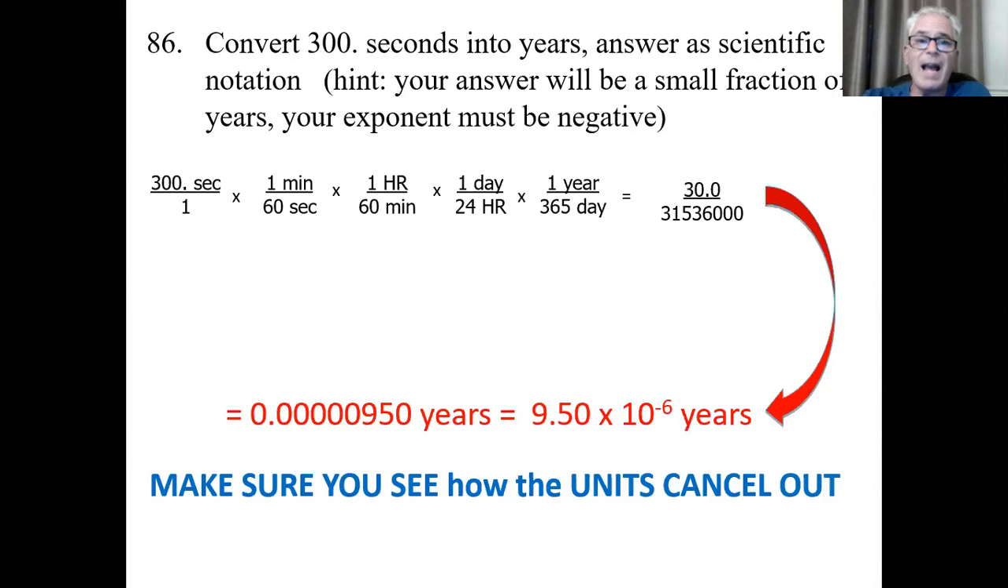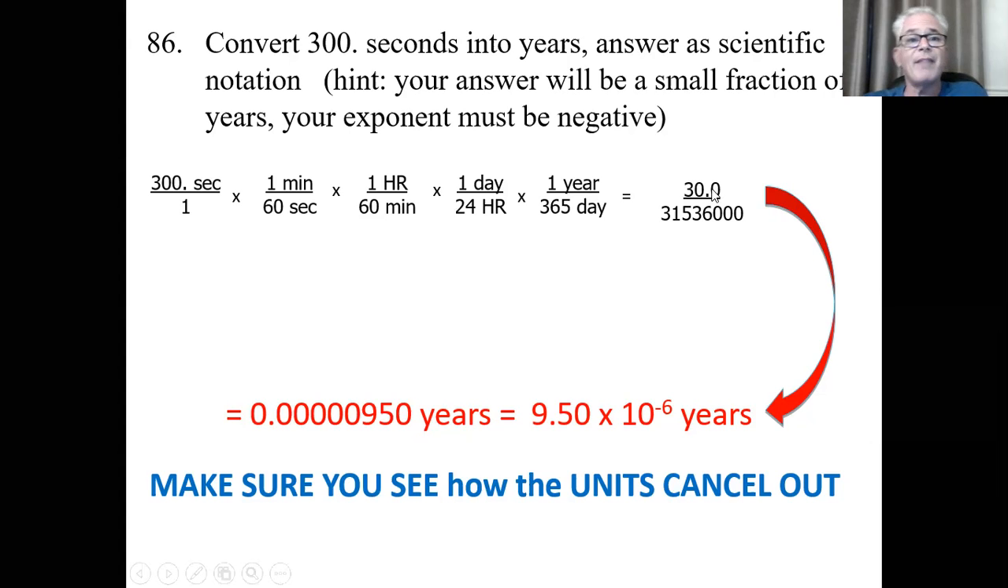Okay, back to this problem. We're going to see what happens now. Seconds get changed to minutes. Then minutes get changed to hours. Then hours get changed to days. Days get changed to years. There it is on top. All the other units cancel out. Stop, put the equal sign, the most important symbol in mathematics. Multiply it across the top.